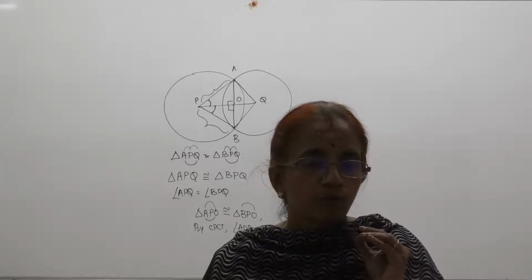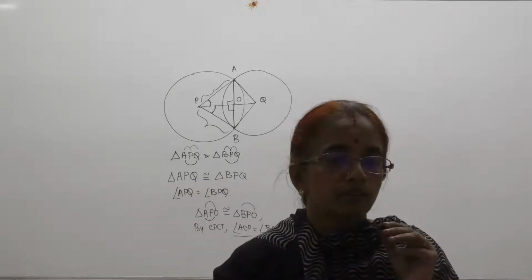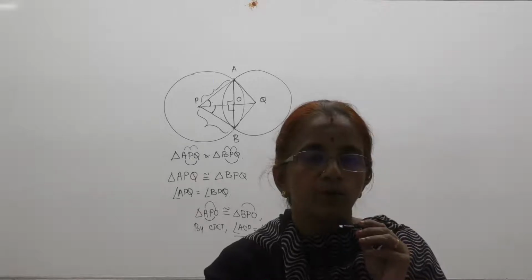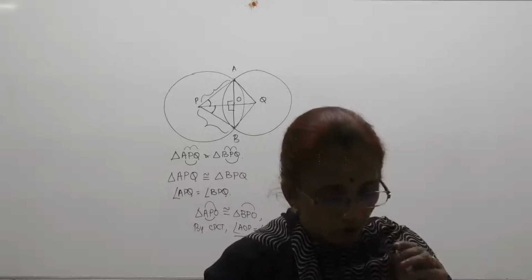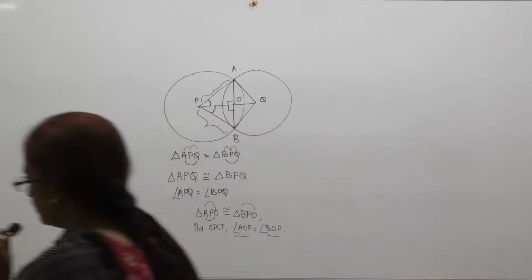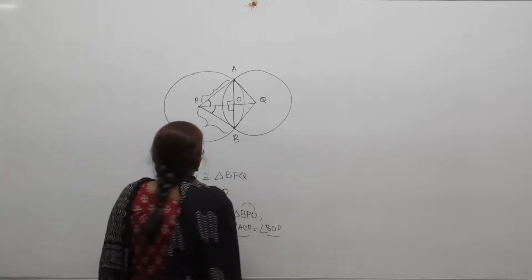Exercise 10.4. In exercise 10.4, the first problem: two circles of radii 5 centimeter and 3 centimeter intersect at 2 points, and the distance between their centers is 4 centimeter. Find the length of the common chord. See, whatever we have just proved, the same thing we are going to make use of to find the value.